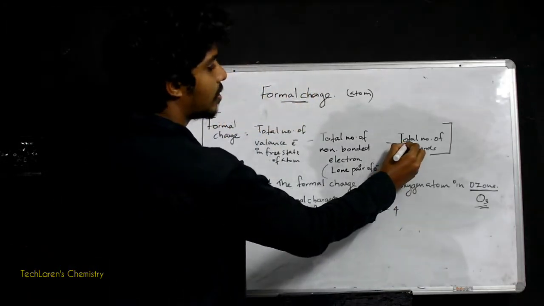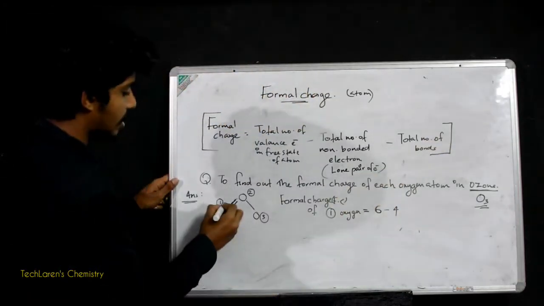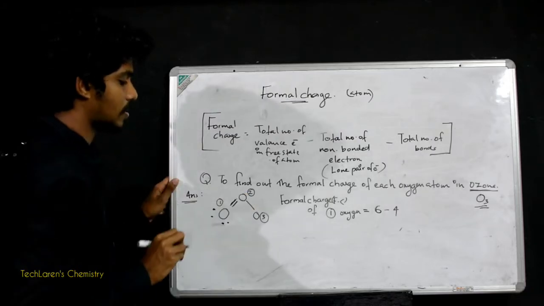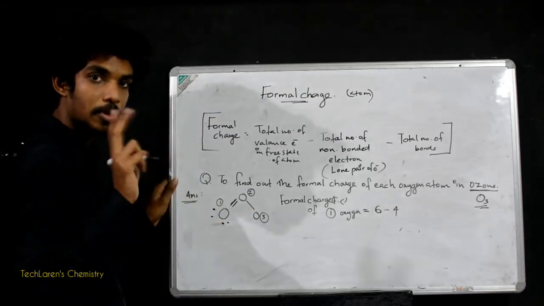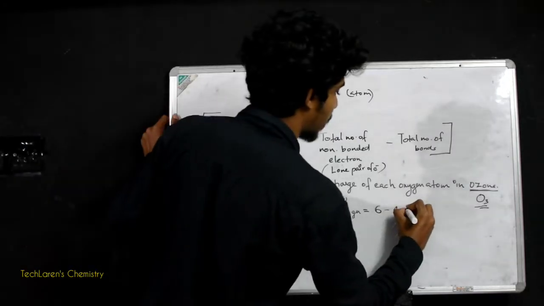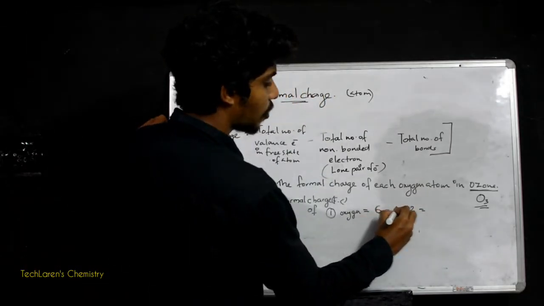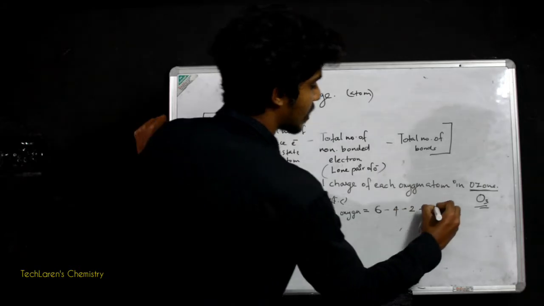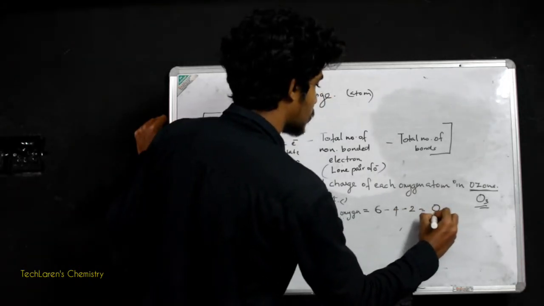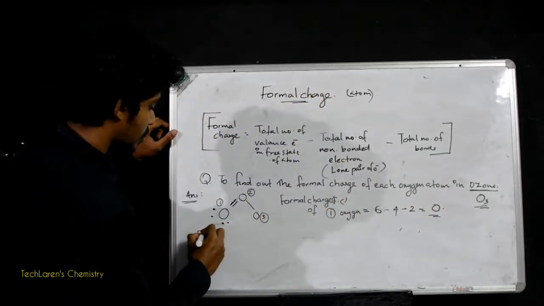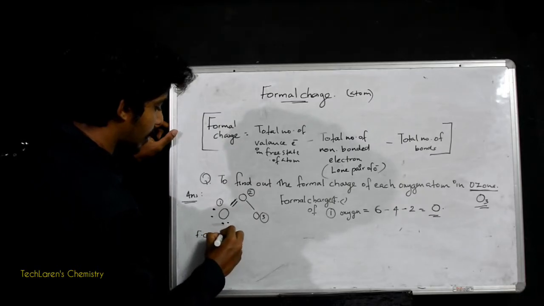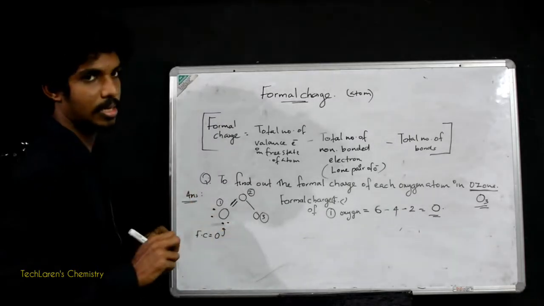Then to find the total number of bonds. Here the first oxygen is doubly bonded to the second oxygen, so the number of bonds is equal to 2. The answer is 6 minus 4 minus 2, that is 6 minus 6, which is equal to 0. So the formal charge is 0 in the case of the first oxygen.